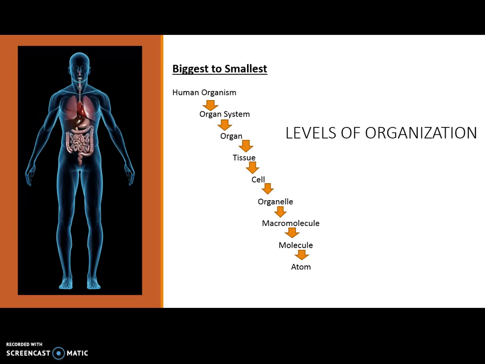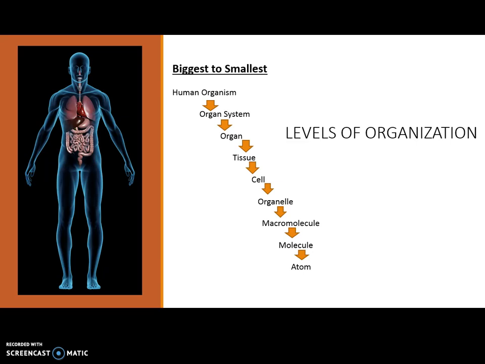If we start from biggest to smallest, it's the organism. In this case, we're talking about the human organism, but it could be a dog, a cat, a mouse, anything that's the whole unit. The organ system is next, and then following that is individual organs, then individual tissues, individual cells, the organelles that are within cells, the macromolecules that make up organelles, the molecules that make up macromolecules, and the atoms that make up molecules.